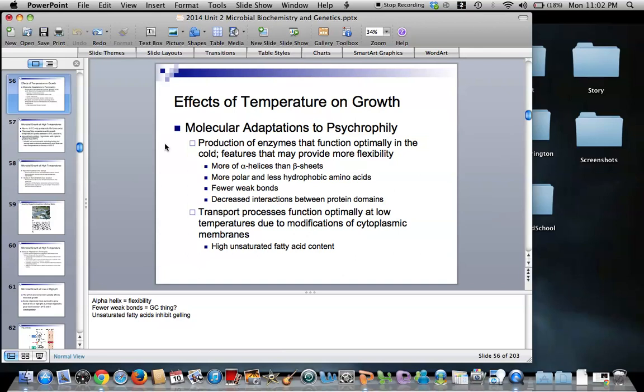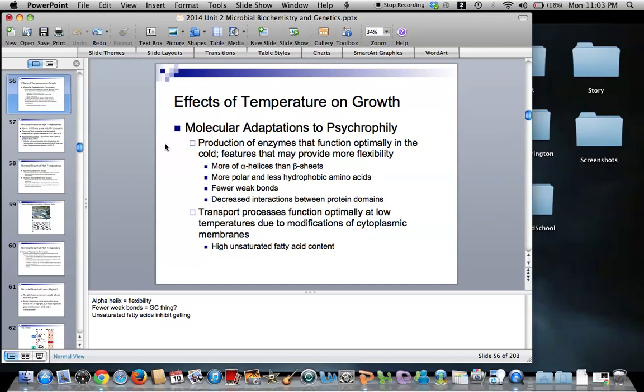A police force, fewer weak bonds. P stands for polar. Alright. A police force detective. Alpha helices, more polar and less hydrophobic regions, force, fewer weak bonds, and detective, decreased interactions between protein domains. So, A police force detective.